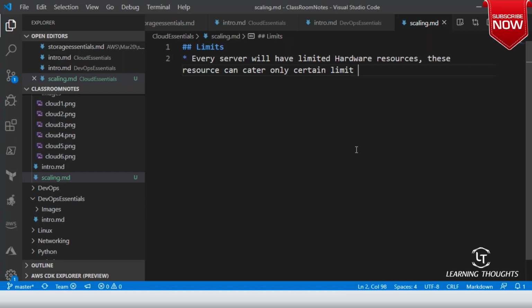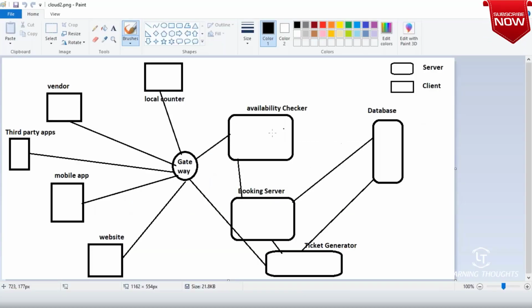For mathematical understanding, let us assume that our availability checker can parallelly give a response to 5,000 users. I'm just making it simple for mathematical observation. So 5,000 people can parallelly check for availability of tickets on our airline system using this one server. But actually, we have a traffic of 25,000 now. What should we do? What do you think is a better solution for us?